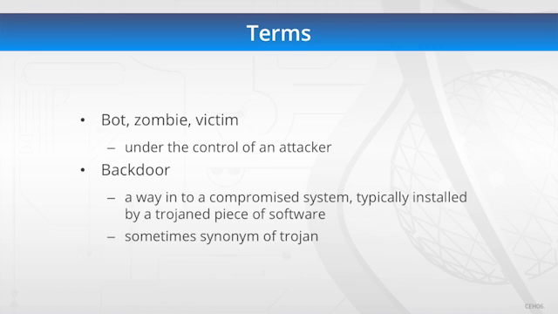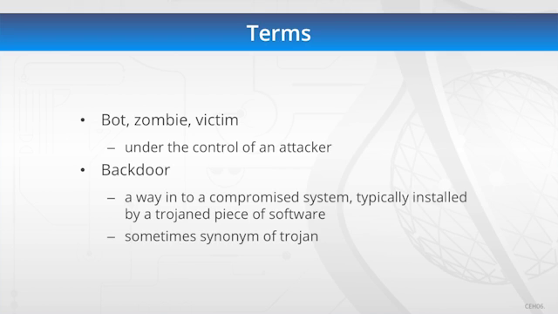Some other terms. When we compromise a machine, we usually turn it into a zombie. It does our bidding. Or a bot. It is really a victim machine, and it's under the control of an attacker. So when we successfully Trojan a machine, it's under the control of someone else.